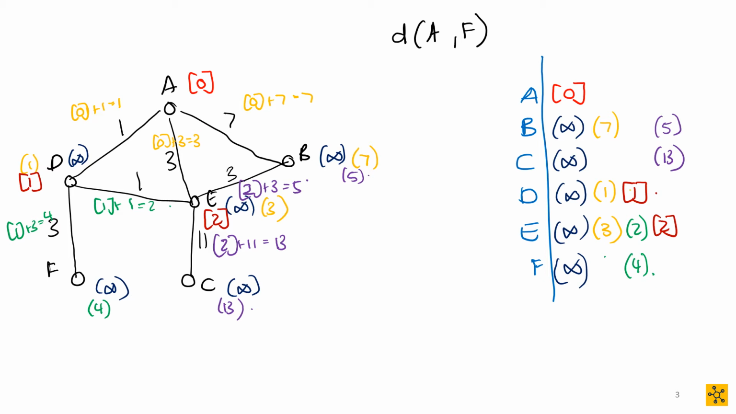Next, we look at all our temporary labels, and again, you're looking at the smallest temporary label. So in this case, it is F, which is 4. So you make that one potential. So that is now potential. So now we can actually stop according to Dijkstra's algorithm. So we can say the distance from A to F is equal to 4.